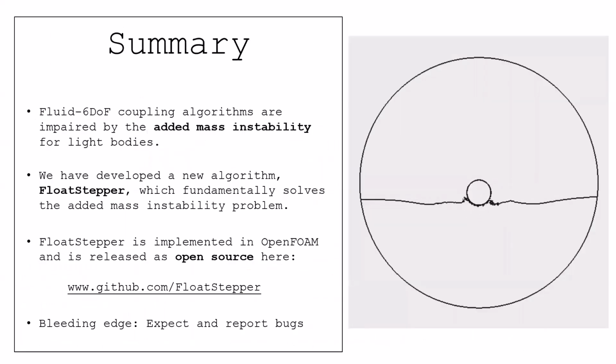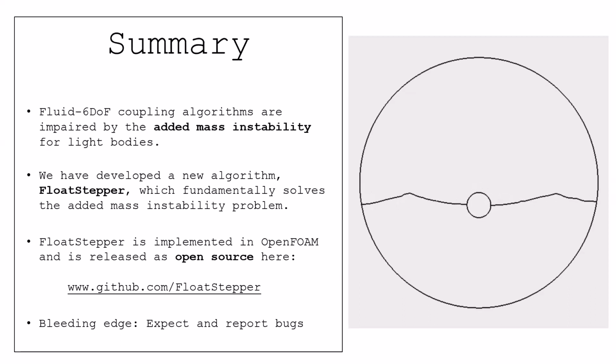So with that, I just want to say that in summary, we have come up with this concept, which is a new way of coupling rigid bodies and fluid. We call it FloatStepper. We think it solves the added mass instability problem. But that's up for you to test, and you can do that by going in. This morning I got it uploaded to GitHub, so you can go in there and give it a try.